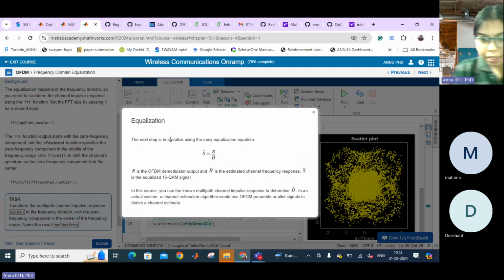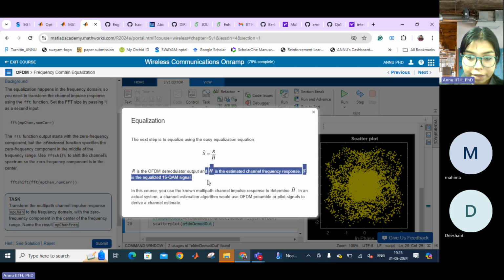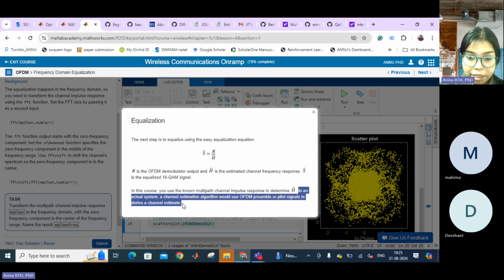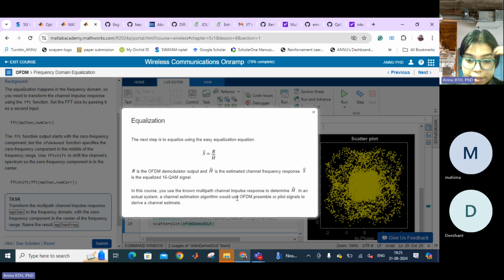The next step is to equalize, because before equalization you are not removing the effect of the multipath channel, right? So the next step is to equalize using the easy equalization equation, that is receive divided by H bar. So R is the OFDM demodulator output, H is the estimated channel frequency response, and S is the equalized 16 QAM signal. In this course, you will use the multipath channel impulse response H bar. In an actual system, the channel estimation algorithm would use the OFDM preamble or the pilot symbols to derive the channel estimation.